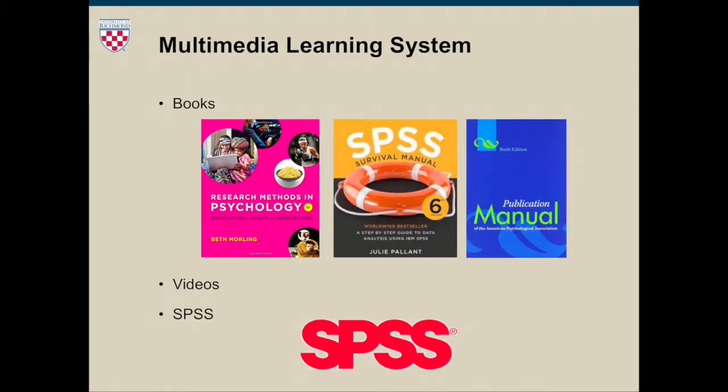This course I've put together and organized so that it's very systematic in how it treats the concepts. There are 3 texts. We have Morling's Research Methods in Psychology, a very approachable, very engaging book on research methods. Then there's the SPSS Survival Manual by Julie Pallant, and that's really your go-to book in terms of how to do analyses within SPSS. It also teaches some statistical concepts, but most of the focus is on SPSS.